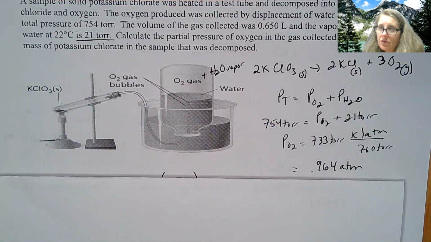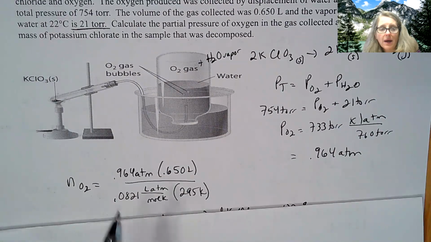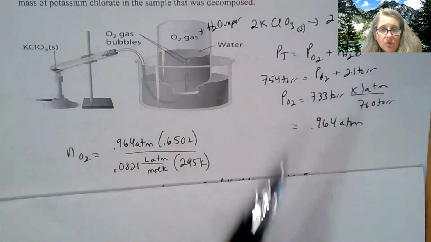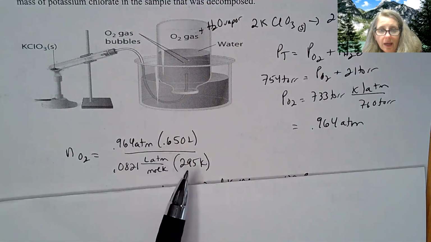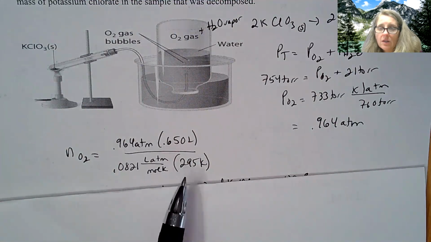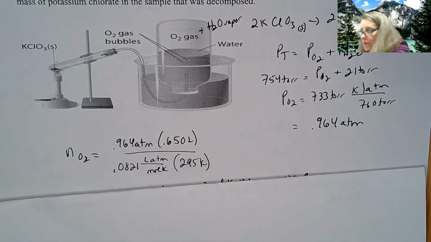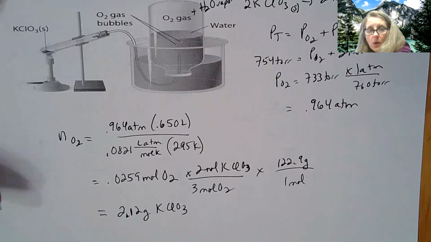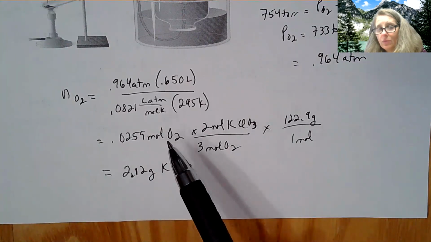So why this is such a popular problem on the AP test is that this becomes kind of a stoichiometry question. I can find the number of moles of oxygen now because I have its pressure, I have its volume, I have R, and I have a temperature of 295 Kelvin, 22 degrees Celsius. So I can easily find my number of moles once I have the pressure, using PV equals nRT.